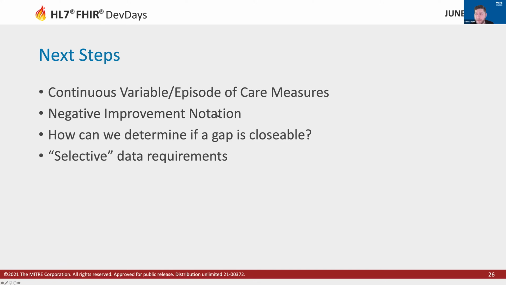Negative improvement notation. The measure that I mentioned, the HbA1c control measure for diabetes, that's actually one that I don't believe it's been converted yet, or if it has, it has been done fairly recently. So we haven't tried that one out, but that hits all of the complex, difficult use cases that we're looking at. And so I look forward to when we try and run that through our gaps in care service to see what happens.